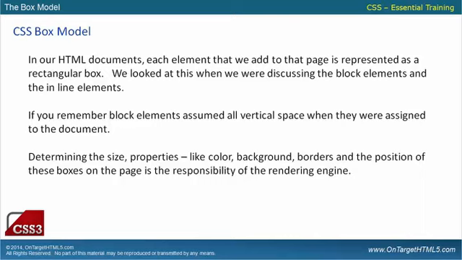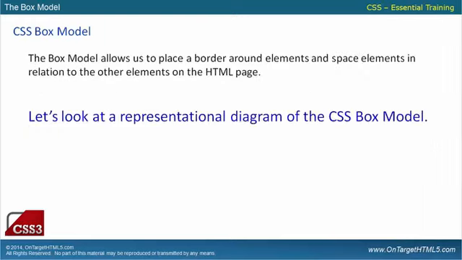Determining the size properties like color, background, borders, and the position of these boxes on the page is the responsibility of the rendering engine for that particular browser. Based on how we program the CSS scripting language, we can actually tell this browser where these should appear in that browser window. And there's a couple different ways that we can do that. The box model allows us to place a border around elements and space elements in relation to other elements on the HTML page. So let's look at a representational diagram of the CSS box model.